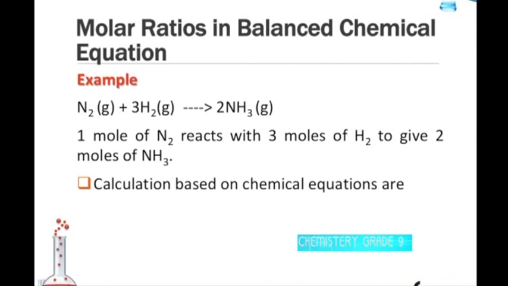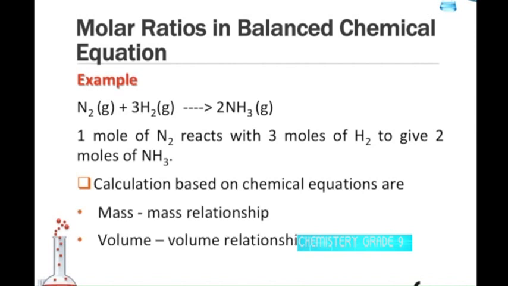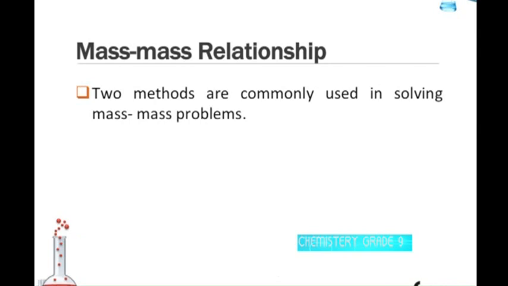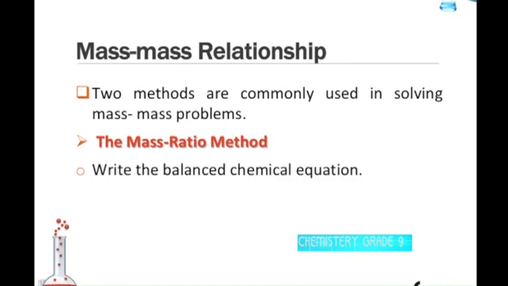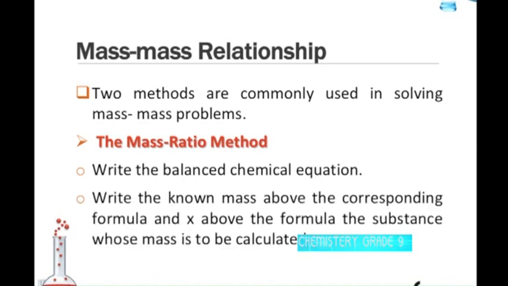So based on the chemical equations, we can calculate the mass-mass relationship, the volume-volume relationship, and the mass-volume relationship. 2 methods are commonly used in solving mass-mass problems. The mass ratio method. To do this, we write the balanced chemical equation. We write the known mass above the corresponding formula and X above the formula of the substance whose mass is to be calculated.